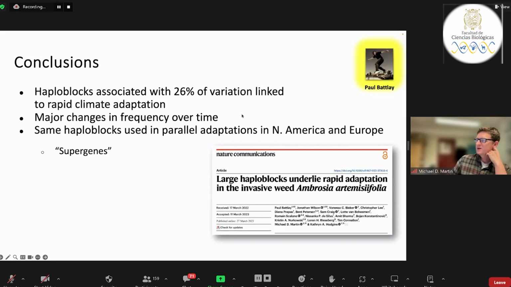Yeah, so they're associated with about 26% of the variation that we could link to rapid climate adaptation. We saw huge frequency changes over time, which was really cool. And we found evidence that some of these haploblocks were being used in the same way in parallel adaptations, in different populations in both continents.